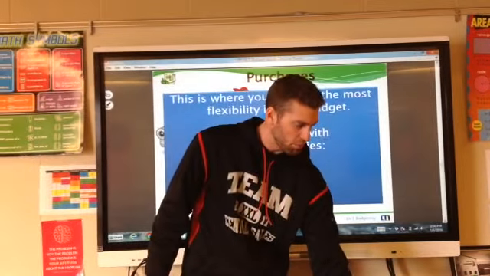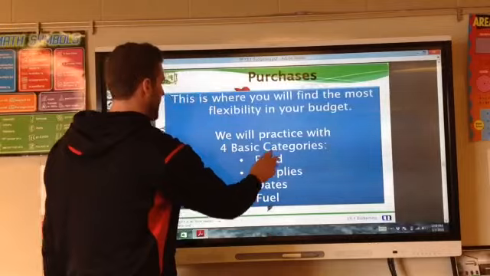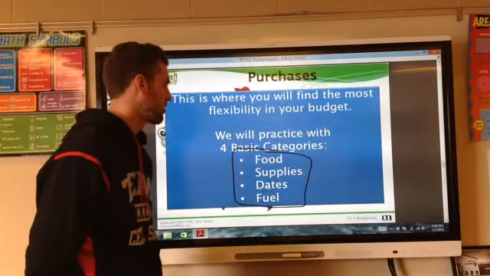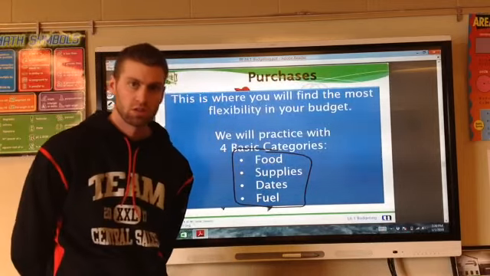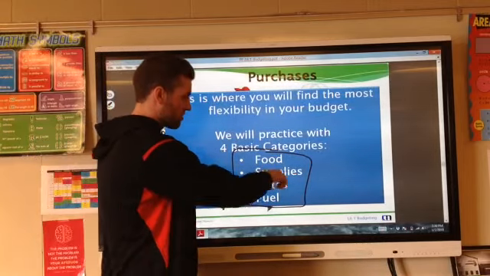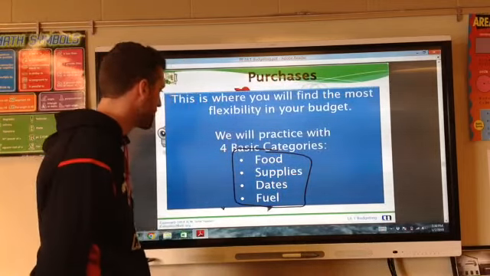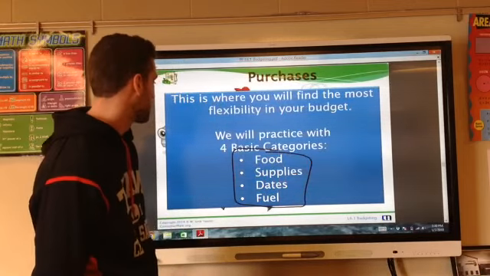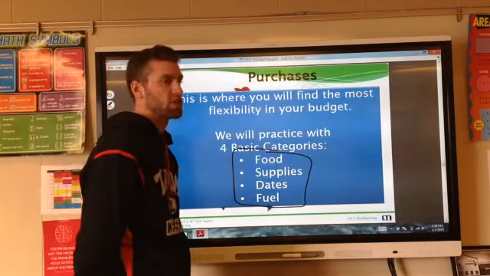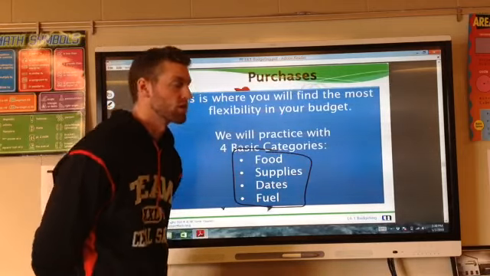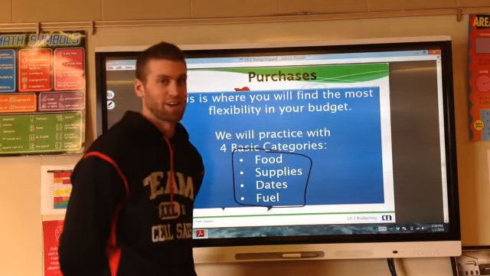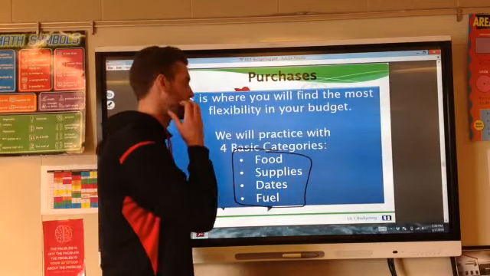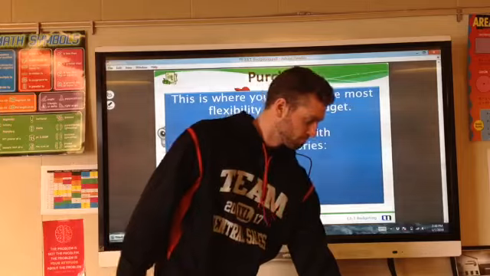Okay, we know about purchases. Alright, there's 4 basic categories here, which are almost the exact same things you guys have to pay each month. Right, you have to pay your food, okay, you have to pay your maintenance or your miscellaneous stuff, your dates, okay, and fuel for gas. Okay, dates meaning your bills that you're paying on certain dates. Okay, it's not like taking your girlfriend out for a date. Okay, it's talking about the dates of the actual month that you're paying those bills on. Okay.